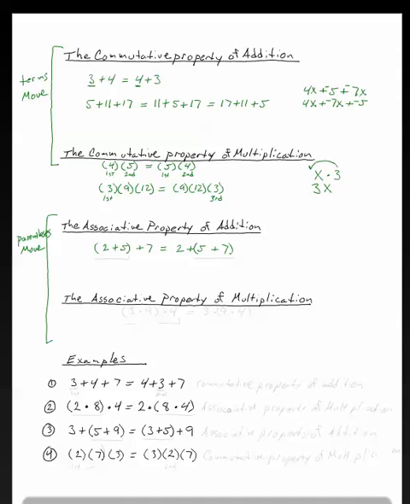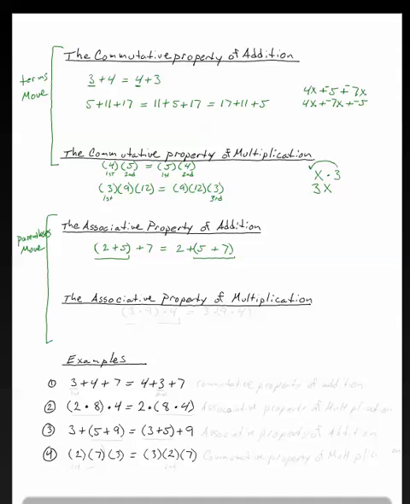When we have parentheses around two terms, we're associating those terms. So notice that the order of the numbers is the same. I've got 2, 5, 7 on one side and 2, 5, 7 on the other. What's changing is which of the two terms gets associated first. And this is called the associative property of addition.